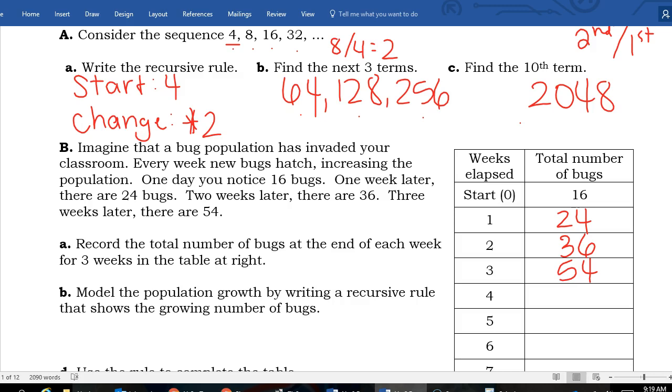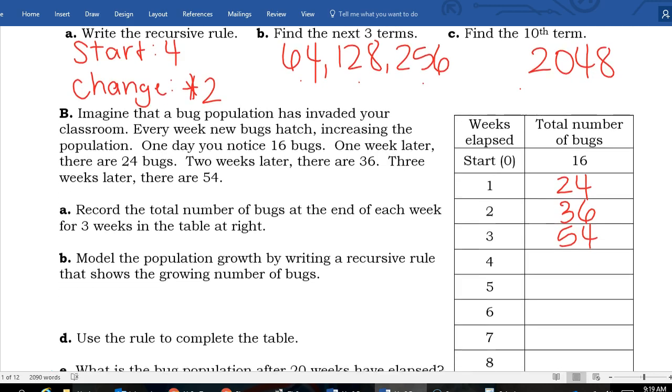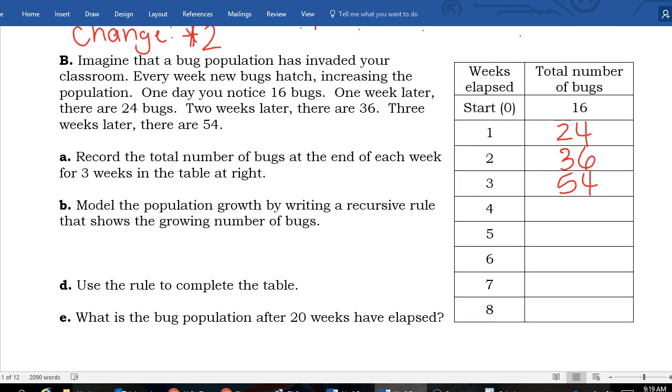So we're going to use this idea that to calculate the ratio, we take the second value divided by the first value. And it doesn't necessarily have to be the second divided by the first. It can be any two consecutive numbers. So 24 divided by 16, or 36 divided by 24, or 54 divided by 36, and so on. And I'm going to show you what I mean.